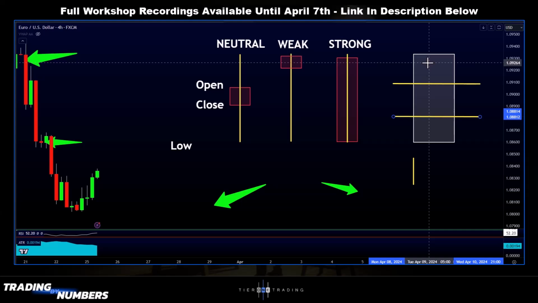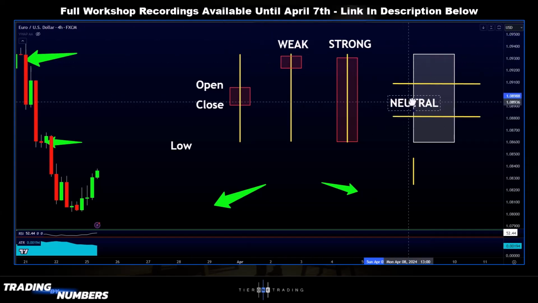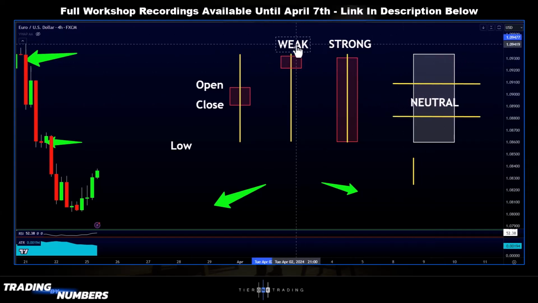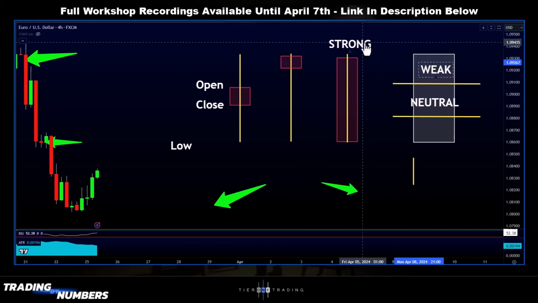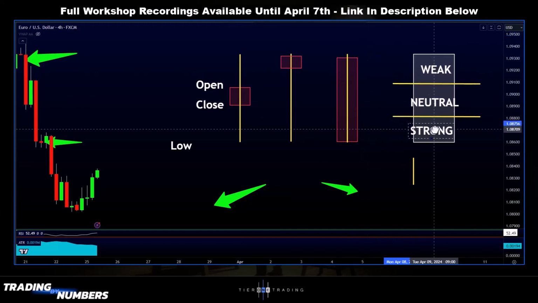Let me know if that makes sense. Neutral, this is for a bearish. Weak, strong. That is a very simple rules-based way that you can determine what type of candle you are looking at. Now we're going to practically apply this tomorrow.